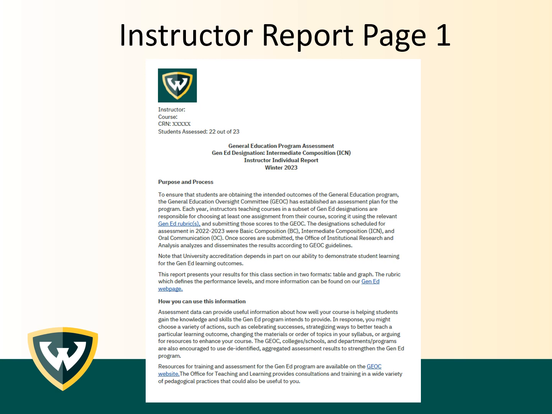The instructor level Gen Ed report has 4 pages. The first page contains the instructor's name, the course coded number, and the CRN for the course being summarized in the report. This information will appear at the top of each successive page in the report.